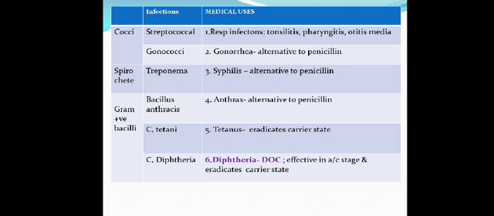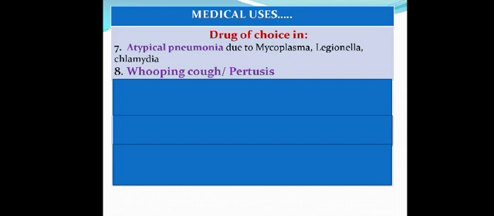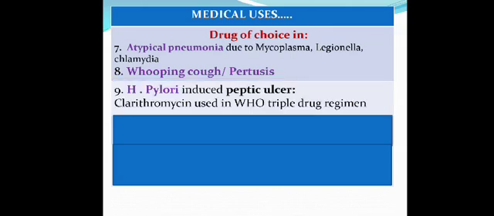In case of diphtheria, the drug of choice is macrolides because these are effective in the acute stage and eradicate the carrier state. It is the drug of choice in case of atypical pneumonia due to Mycoplasma, Legionella and Chlamydia, and whooping cough or pertussis.